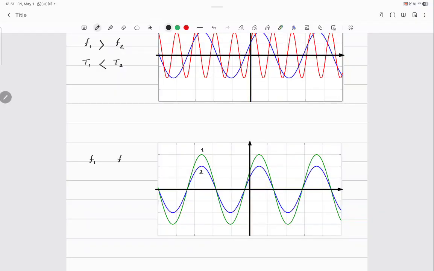What can you say about F1 and F2? Sorry? F1's amplitude higher than F2? No. F is the frequency. It's not a function. What can you say about F1 and F2? They are the same. Why? They're the same period, because they go to 0 together, to peak together, and to 0 and decreasing together. What is different between them?